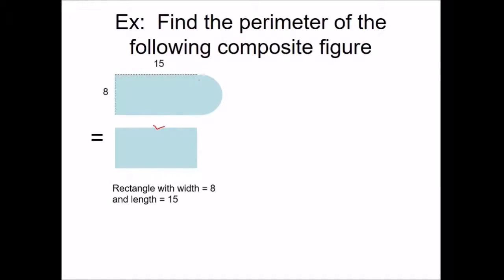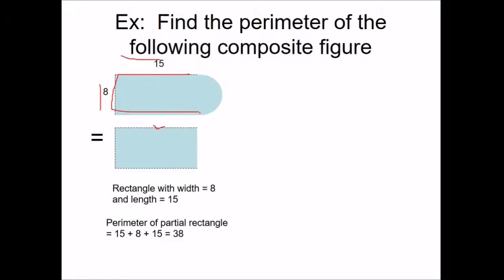So this is a rectangle, 15 and 8. So the rectangle has width 8 and length 15. Let us compute the perimeter of the partial rectangle. That will be 15 plus 8 plus 15, that will be 38.